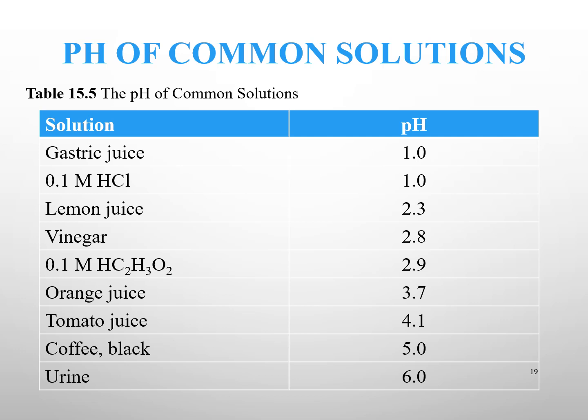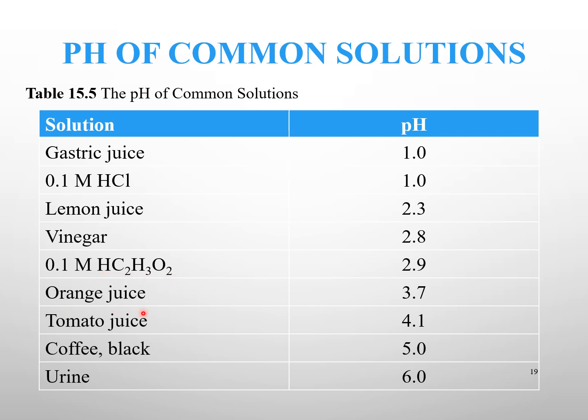So here are some pH values of common solutions. Gastric juice is about pH 1 because we have some hydrochloric acid in there. Hydrochloric acid at 0.1 molarity is about pH 1. Lemon juice is acidic, so it's about 2.3. Vinegar is acetic acid, about 2.8. Here's acetic acid right here, 0.1 molarity, it's 2.9. So we see how it's similar to the vinegar you can buy in the store, and this is the actual formula of acetic acid, which is also vinegar.